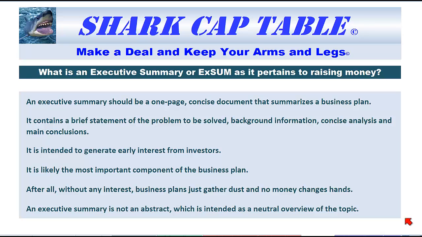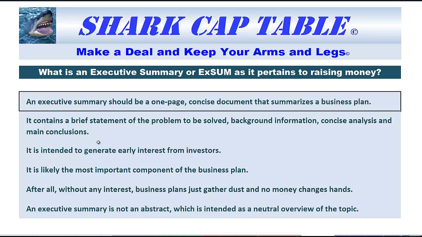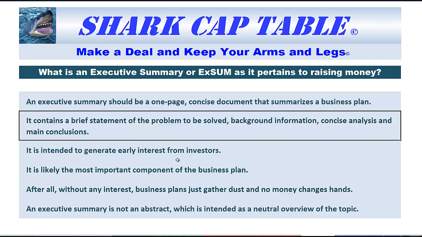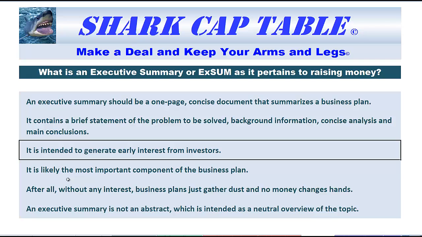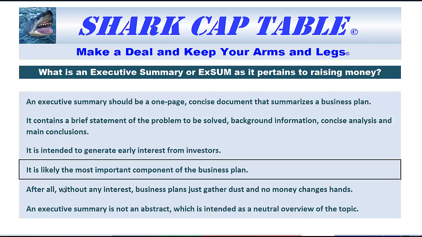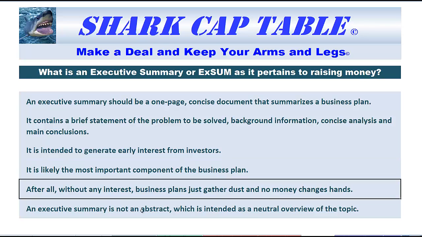Today we're going to discuss what an executive summary, or ExSUM, is as it pertains to raising money. An executive summary should be a one-page, concise document that summarizes a business plan. It contains a brief statement of the problem to be solved, background information, concise analysis, and main conclusions. It is intended to generate early interest from investors, and it is likely the most important component of the business plan. After all, without any interest, business plans just gather dust and no money changes hands.